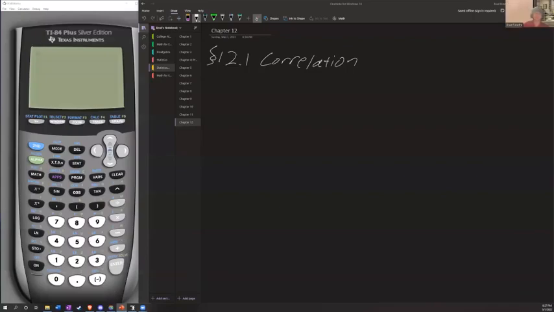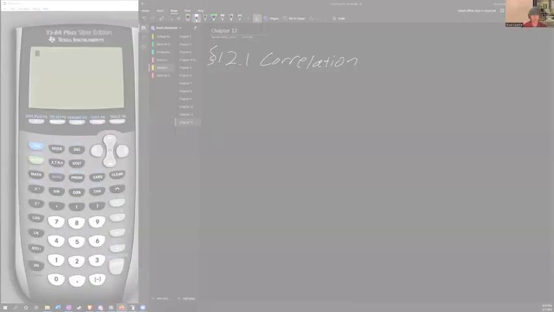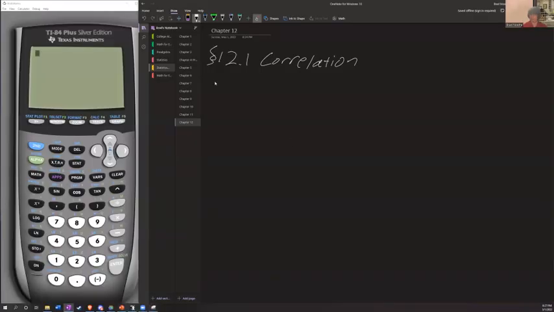Hello, everyone. In this section, we are covering correlation. So let's go ahead and get started with a couple of basic definitions here. And we're going to be discussing some variable definitions.